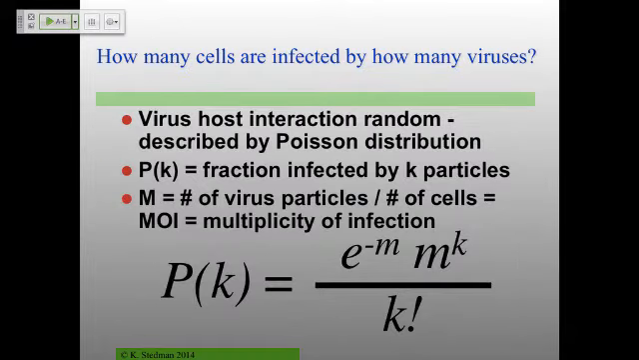Everyone's favorite equation in virology, the Poisson distribution. If I'm going to ask you a question, I'll give you this equation so you don't have to memorize it. But you might want to think about how you would know about infected versus uninfected cells. But the main point here is that your virus-host interaction is a random particle interaction with large numbers of different particles.